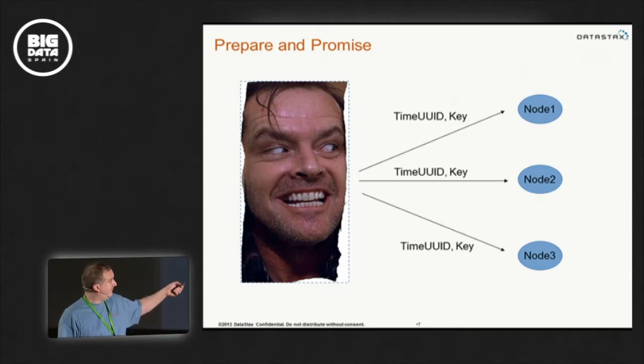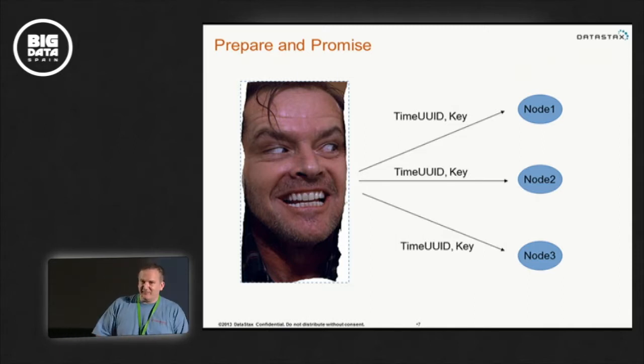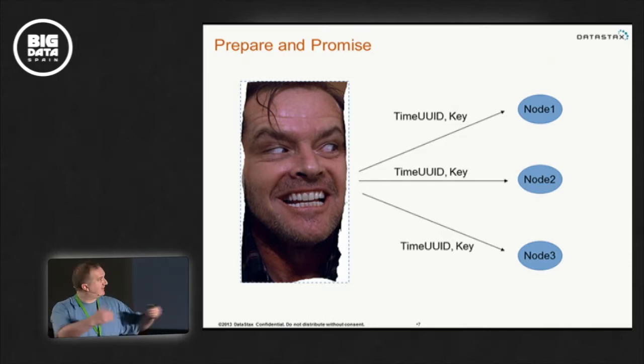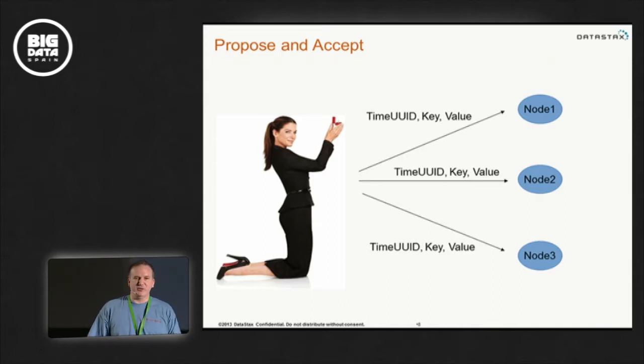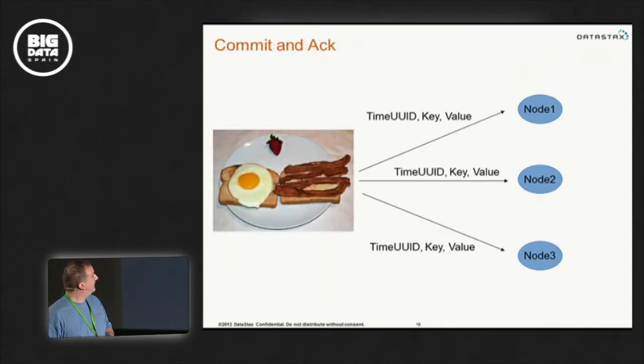But then potentially, the network comes back up. Flapping happens reasonably commonly on EC2 if you're not careful. So then I've got 2 people who are trying to commit the same information, and we need a way of determining that. So that's why we have a second round. In the second round, I give you my time UID, key, value. Once again, the latest time UID wins, and we get a kind of vote. And assuming enough people say they're going to commit, we can then proceed on to the commit and ACK.